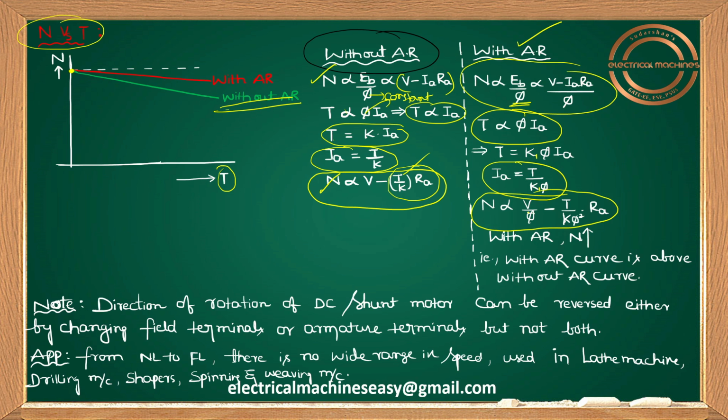With armature reaction, because of the demagnetizing effect, flux is reducing here, so the N value is increasing. Once again, increasing in the sense of what?